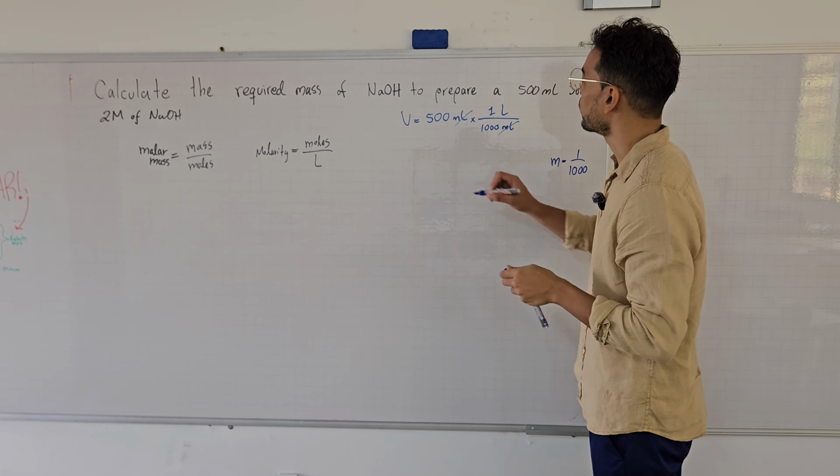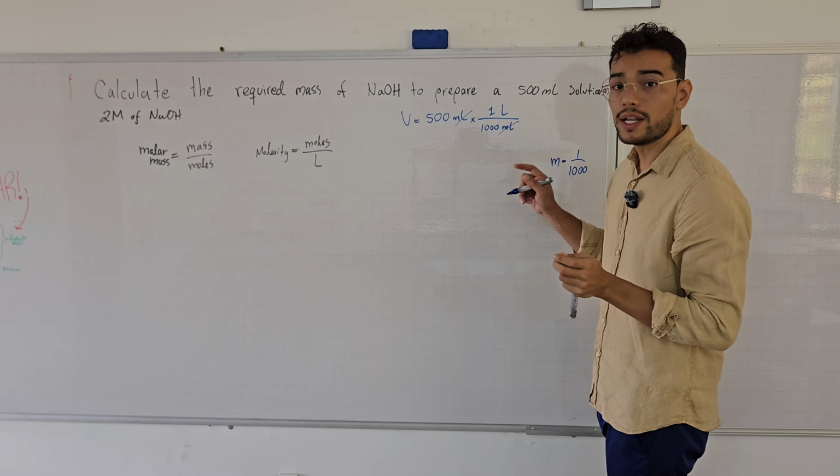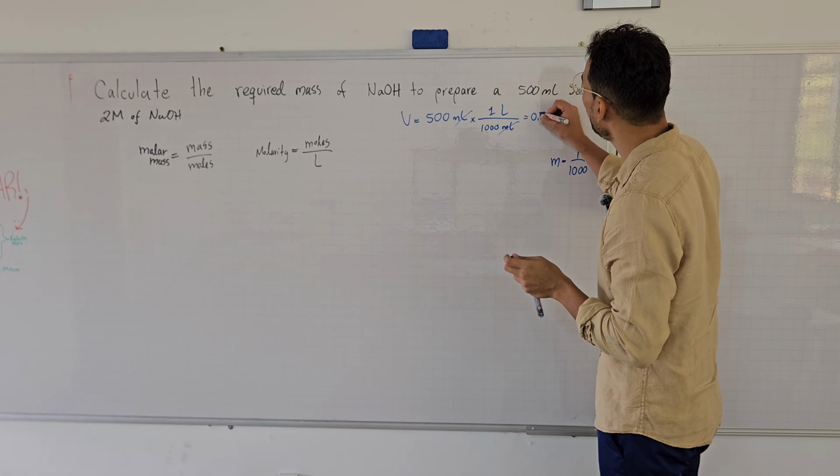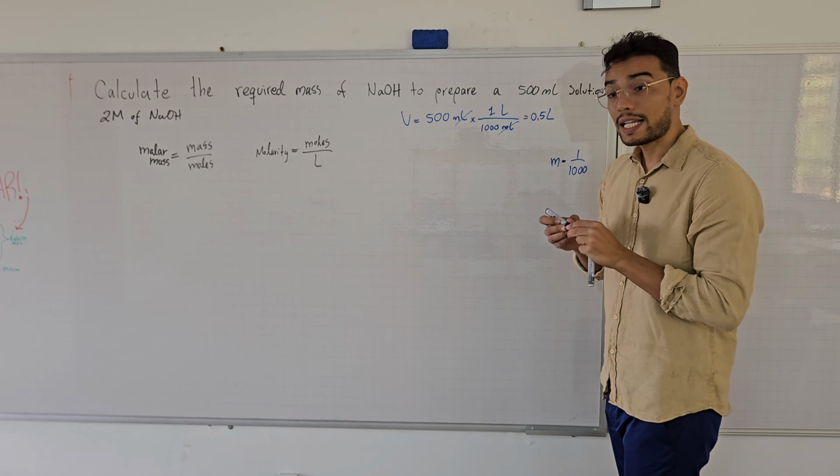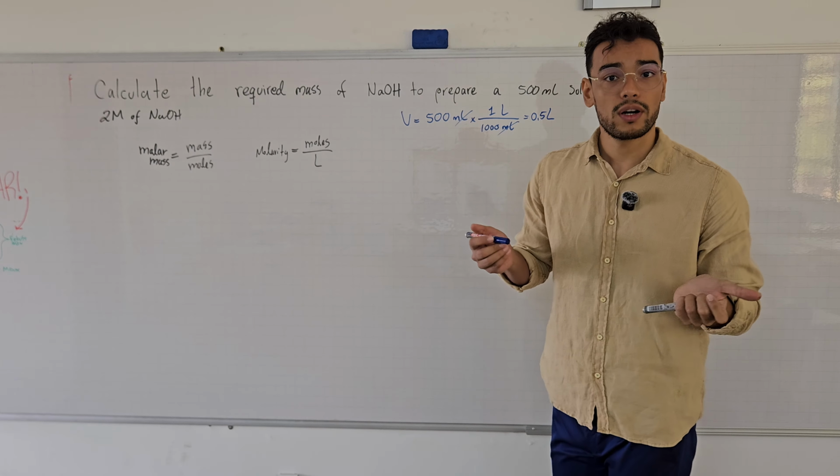Now, we cross out the milliliters with the milliliters, and then we have 5.5 liters. That's our volume. Now, what other variable do we know?